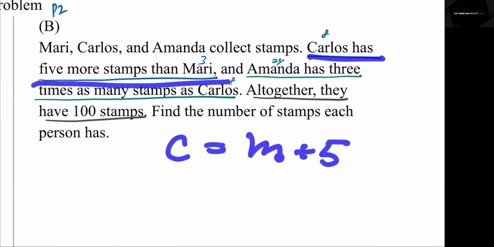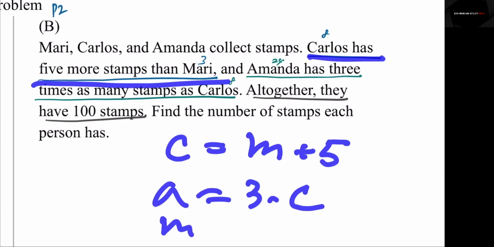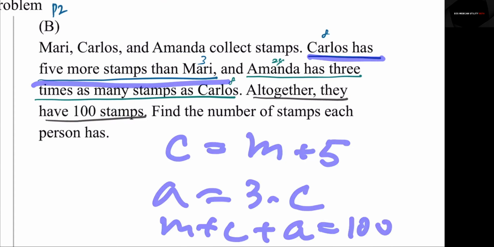Amanda has 3 times as many as Carlos. A is equal to 3 times C. And the black part says M plus C plus A is 100. We got 3 equations and 3 unknowns.